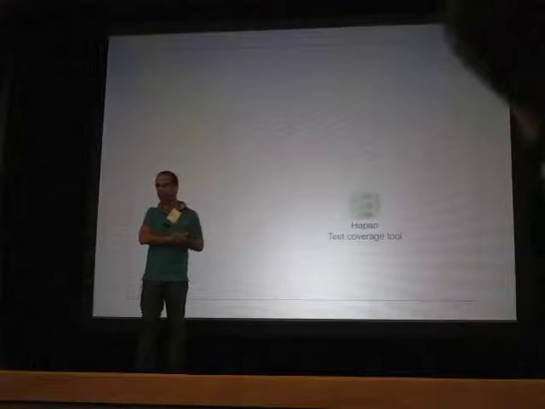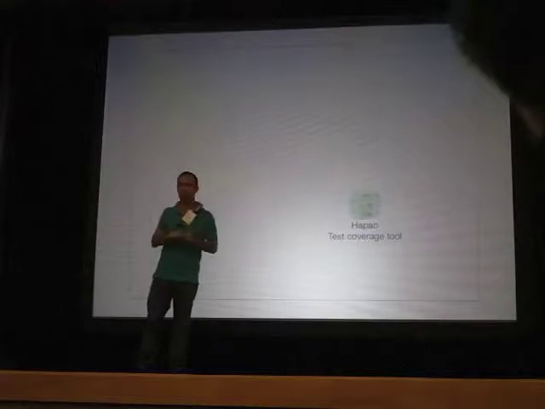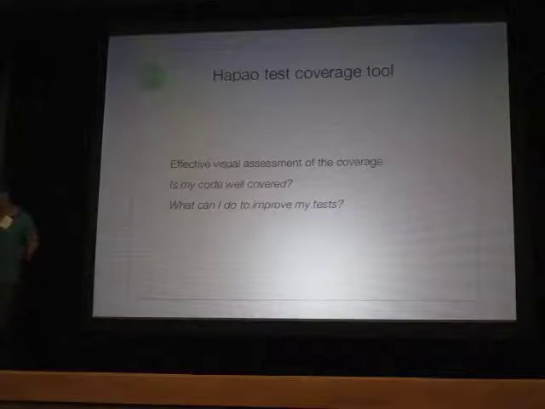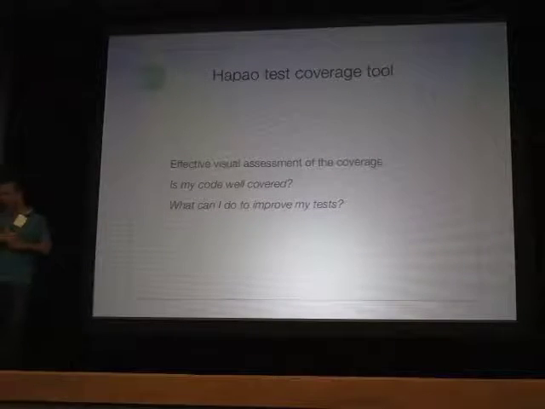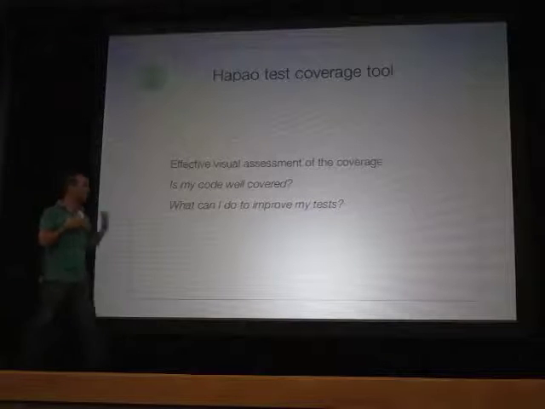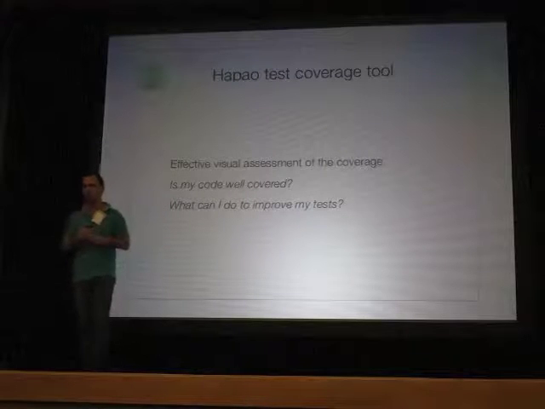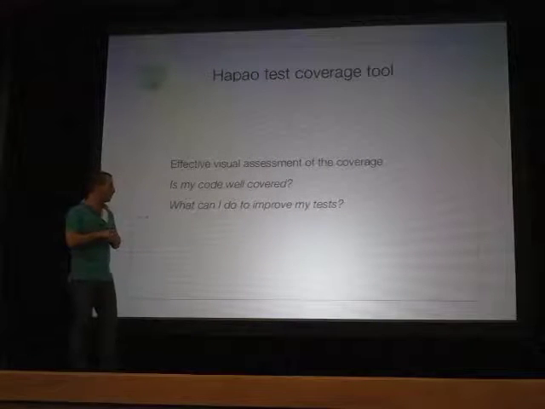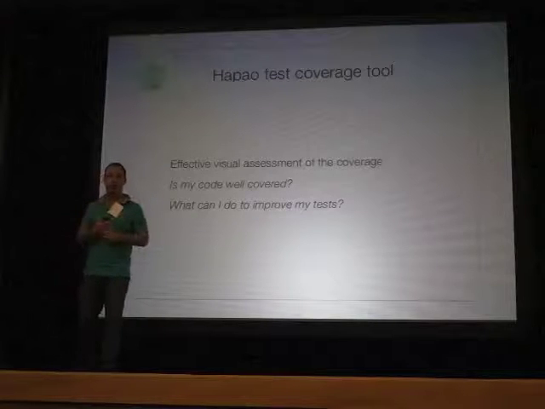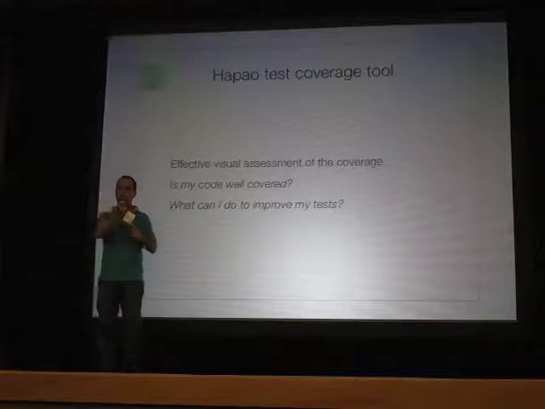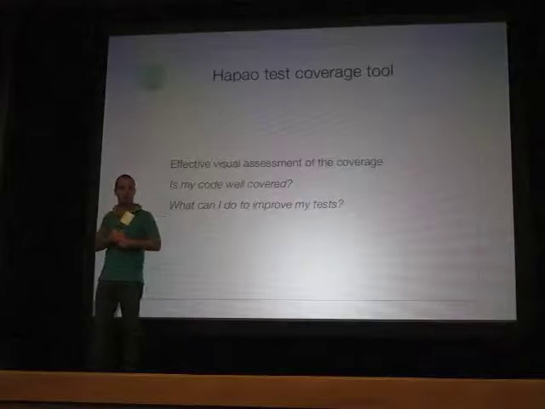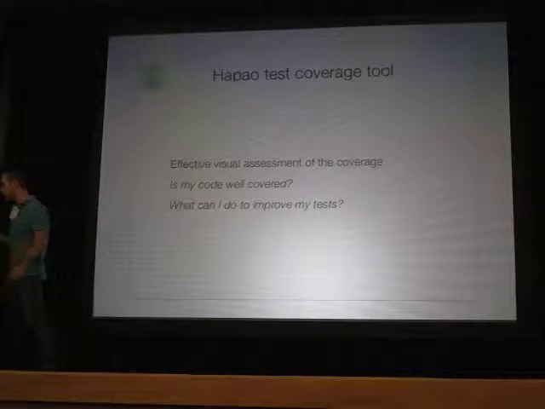Okay, so Aparo is the last product I'm going to show you now. This is about measuring the coverage of an application. We use Roassal to visualize the coverage. Aparo helps you answer the question of whether your code is well covered or not, and what you should do to improve the test coverage. Which method should you test first in order to quickly increase the coverage?